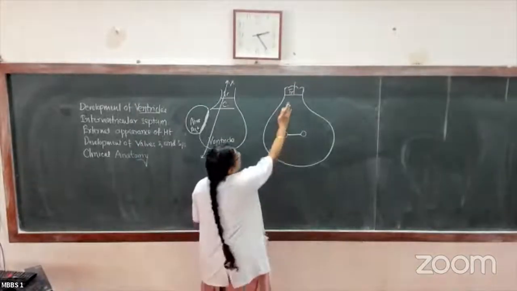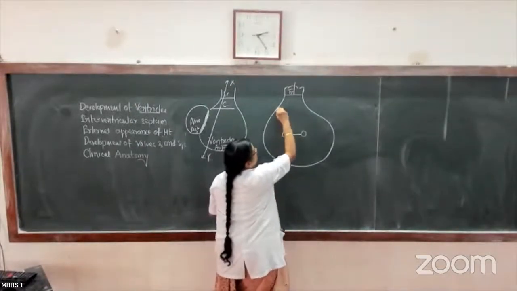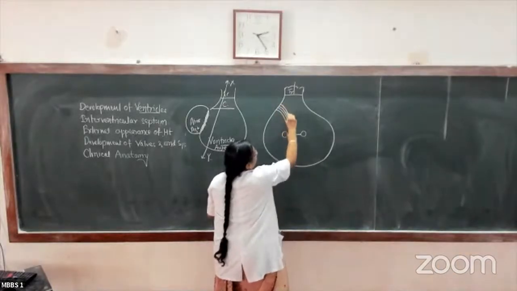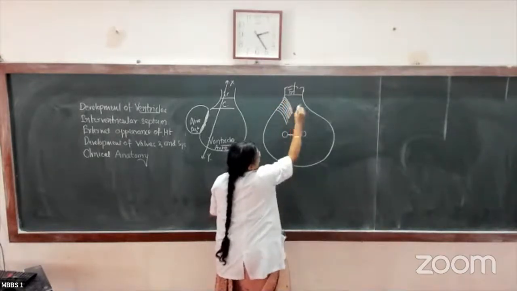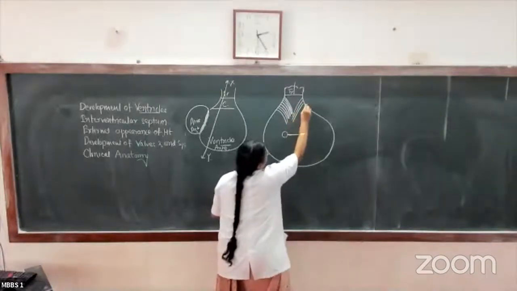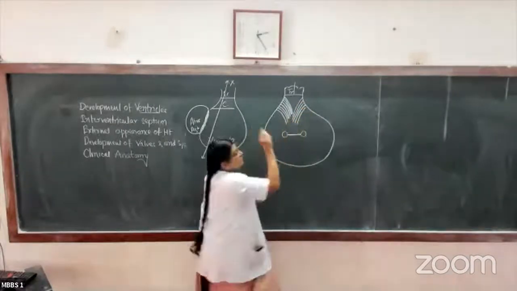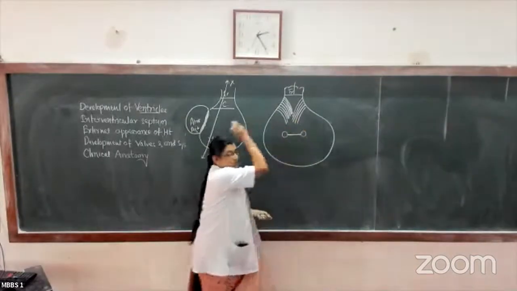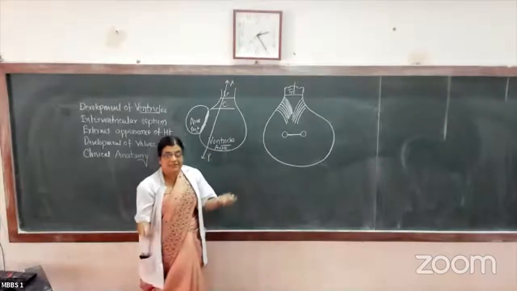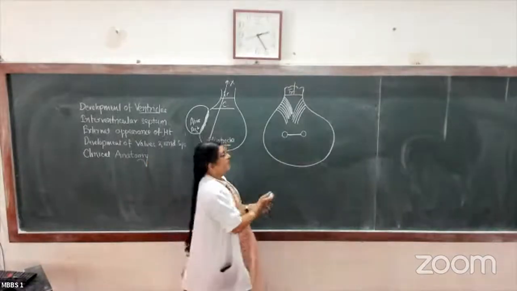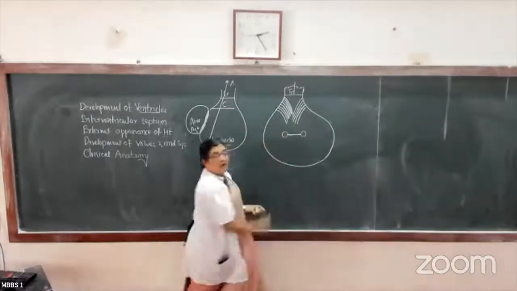Now from this conus part, two regions are formed which move towards each other, and this is the formation of the bulbar septum. There are right and left bulbar septa, which form and descend downwards. Each is formed by a ridge. The ridge goes downwards and unites with the ridge of the opposite side.